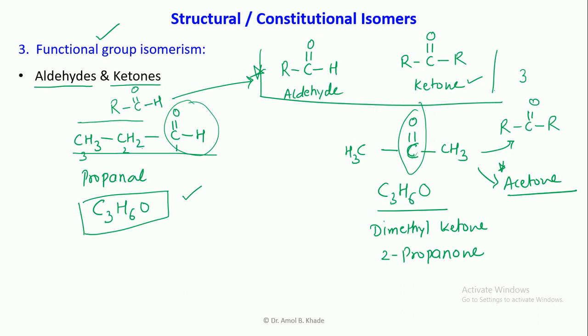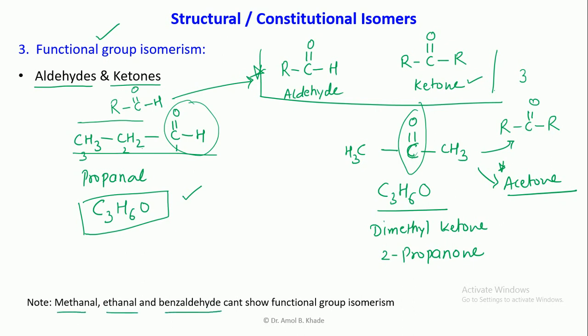Now in certain compounds this kind of functional group isomerism is not possible. So what are these? Methanal, ethanal and benzaldehyde. Okay, what is the structure of methanal? HCHO. What is the structure of ethanal? CH3CHO. So how many carbons does it have? It has 2 carbons. So can you make a ketone with 2 carbons? No, you require a minimum of 3 carbons, right? So that's why in ethanal it is not possible.